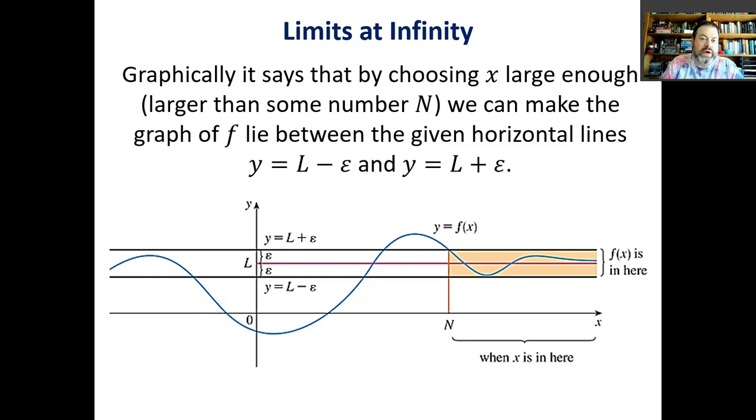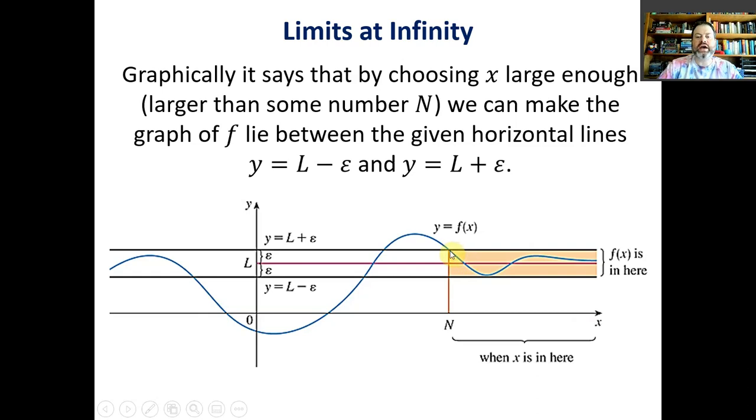We're not going to do any proofs using this limit. I'm going to prove one formula just to show you how it works. But generally speaking, these are more difficult proofs to do. And the graphical version is the way to think of it. So if we choose x large enough, just larger than some number, we can make the graph of f lie between the given horizontal lines, y equals L minus epsilon and y equals L plus epsilon.